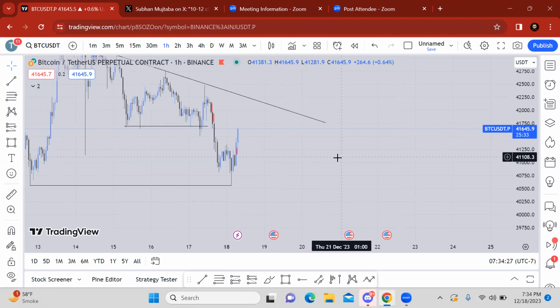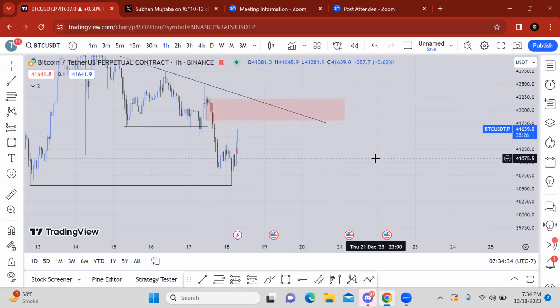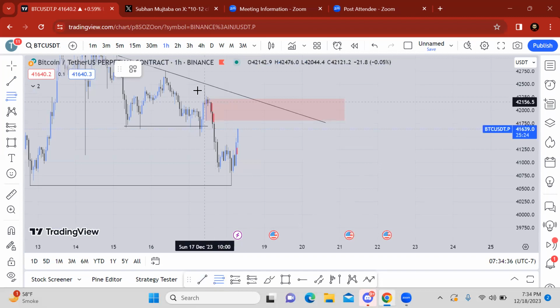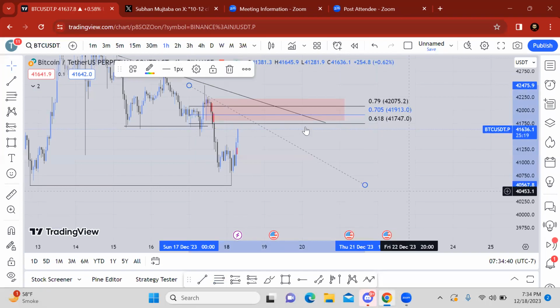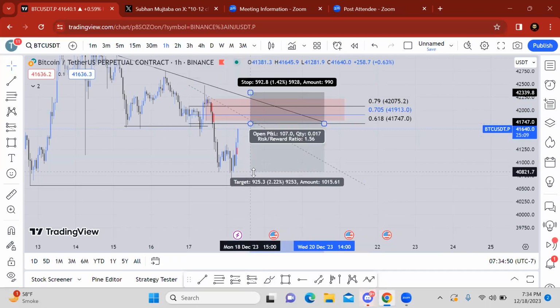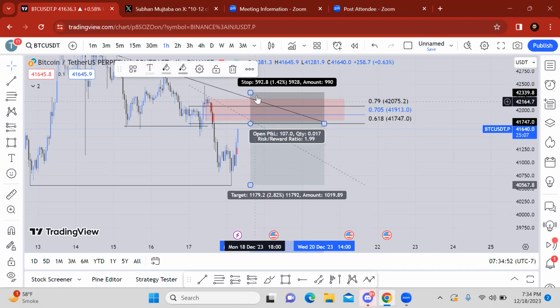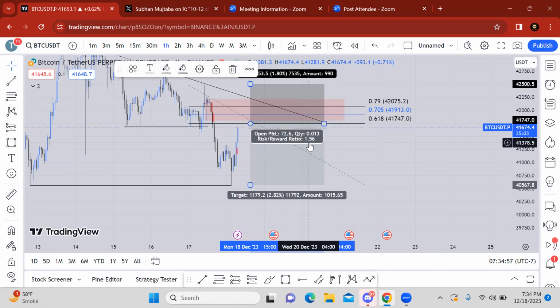So first step, I will mark my order block here. This whole zone, from top to bottom, is my bearish order block zone. So this is my first entry, 41,747. Stop loss is here. What is my target? Equal lows are my target. If I'm taking the trade here, with my stop loss here, what is the RR? 1.5 R. Not worth taking the risk here.